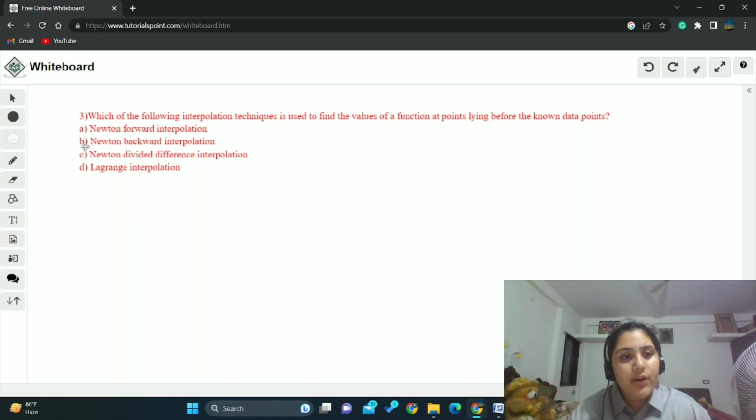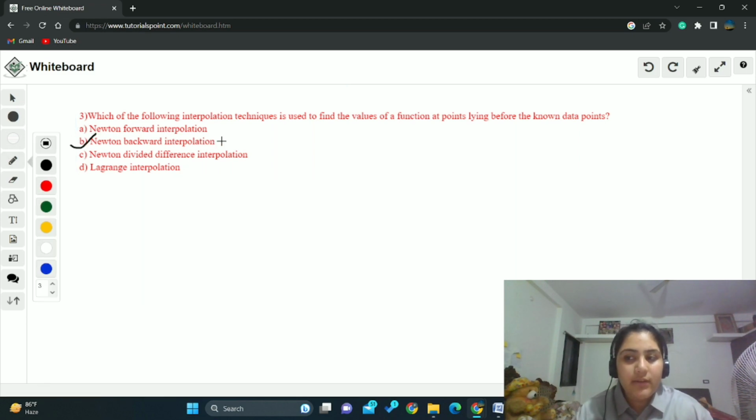Option B is Newton backward interpolation. Newton backward interpolation is the answer because it is specially designed to estimate the value of a function at points lying before the known data points. So it involves constructing a backward difference table using finite differences to interpolate the function value at a desired point. So the answer would be backward interpolation, as it estimates the value of a function at a point lying before the known data points.